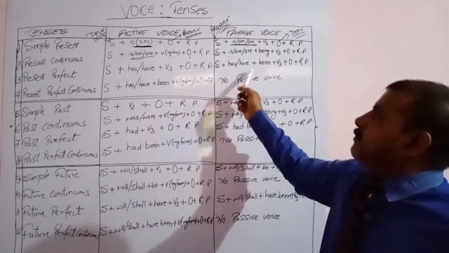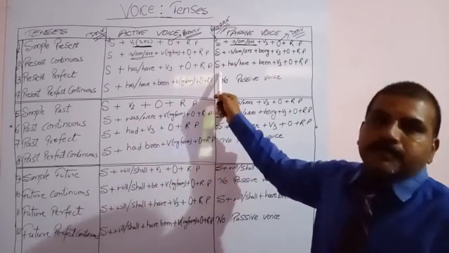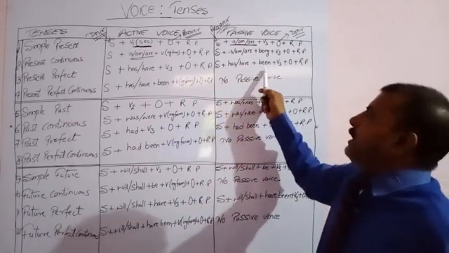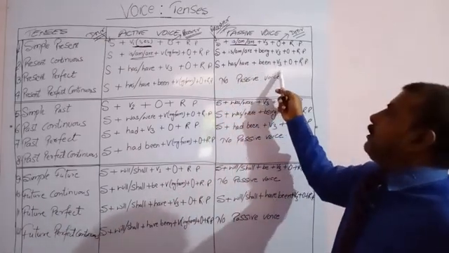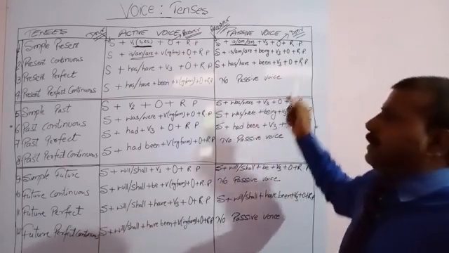Likewise in passive voice the object, meaning receiver of the verb, here becomes subject, then has or have, then we add been, then verb third form, then doer of the verb here becomes object and remaining part.